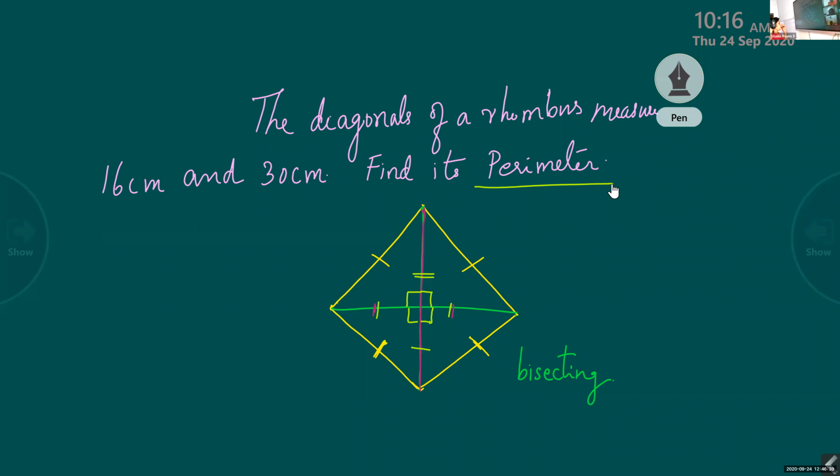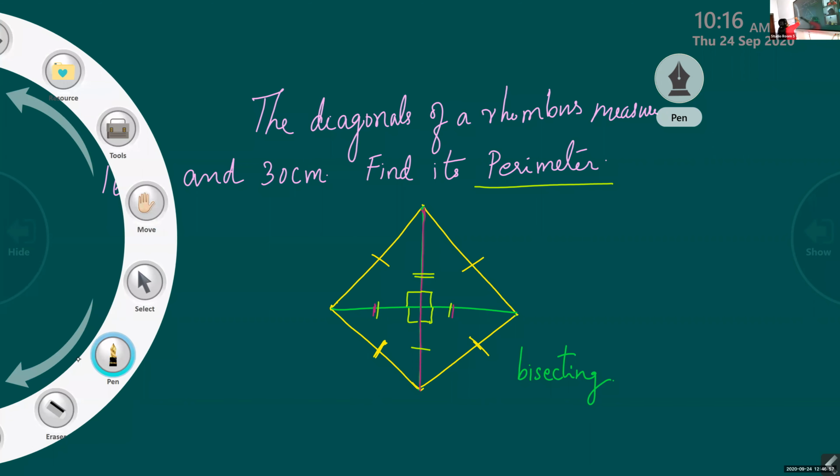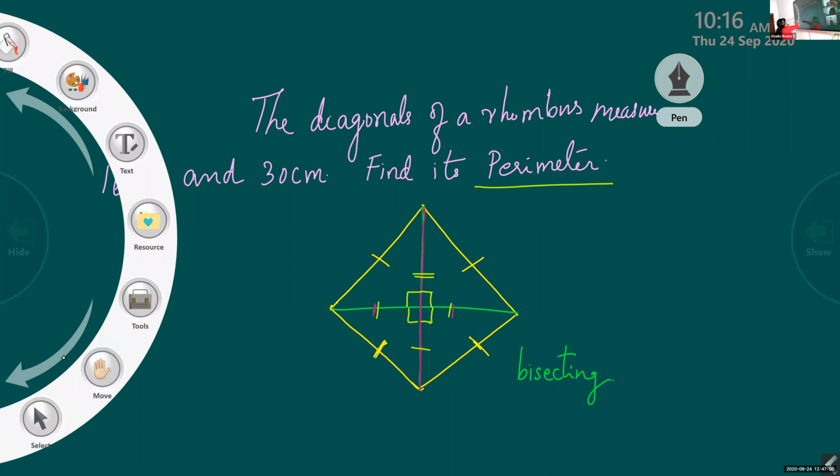Yes, ma'am. We have to find only one side. So, we are going to the perimeter. Ma'am, we have got 4 triangles. Now, we'll take one triangle from that and we can find, because all 4 right triangles are formed, no? Yes, ma'am. 4 right triangles are formed. Out of that, we can take one right triangle and we can find the side.